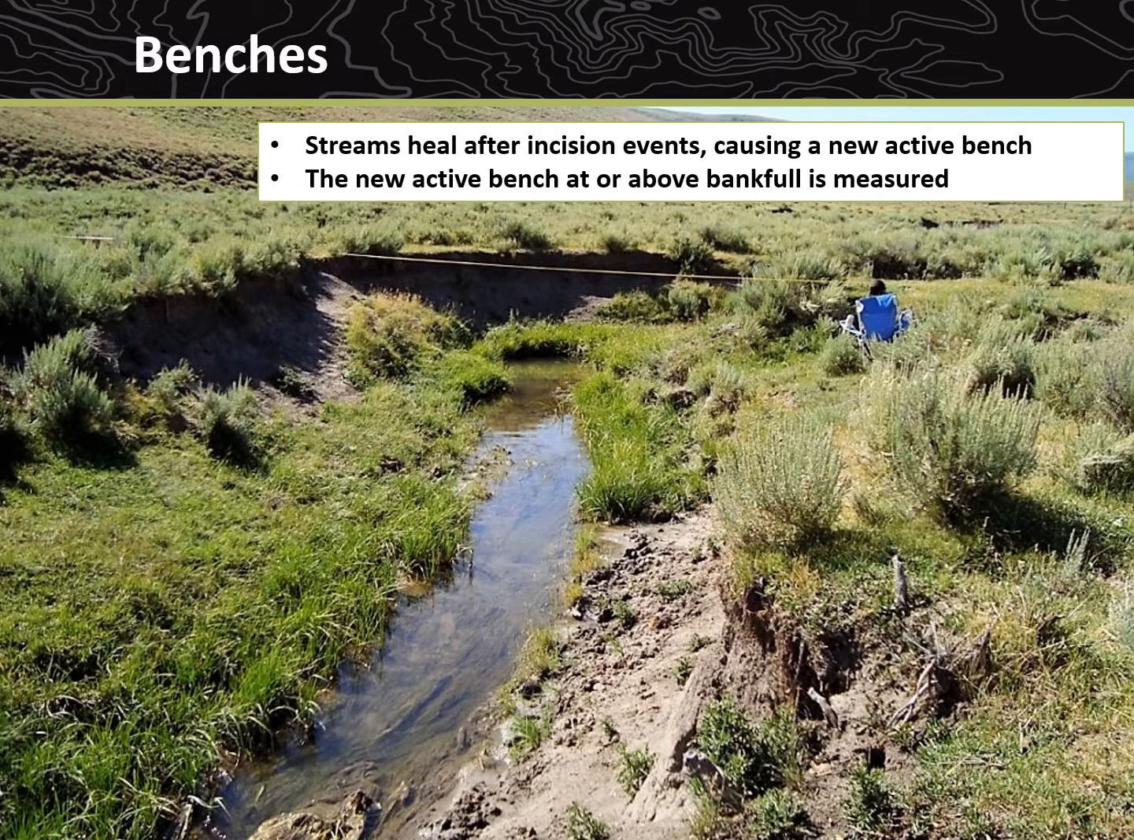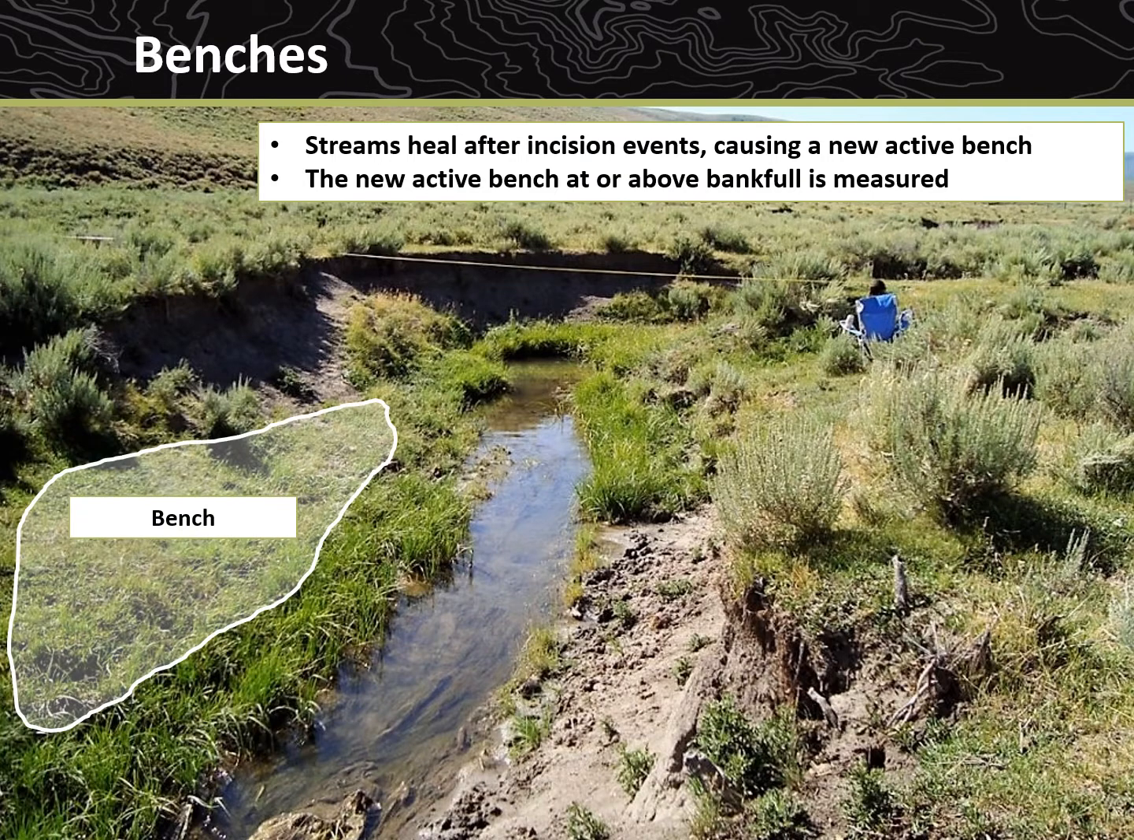In some cases, streams will stop incising and begin to heal from the incision event, and as a result, a new active bench occurs at a lower elevation than terraces or abandoned floodplains. The new active bench should be measured in Lotic AIM sampling.